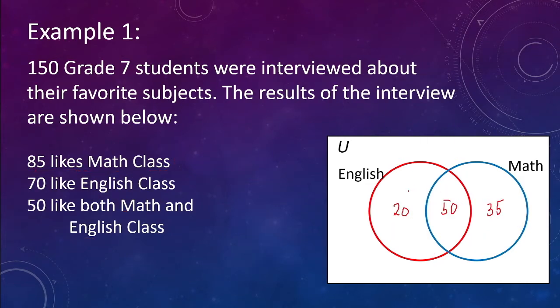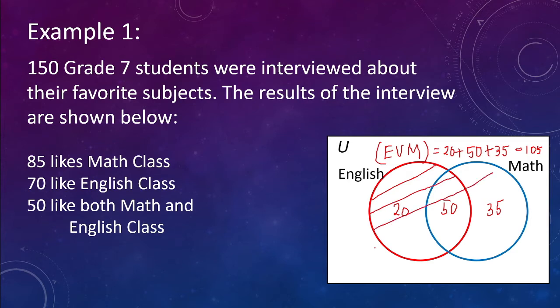So, if we're going to add these numbers, if we're going to get the E union M, where E represents English and M represents math, we will get 20 plus 50 plus 35. So, the answer is 105. Yung kabuuan ng mga bata na in-interview na gusto nila yung math at English ay 105 lang.